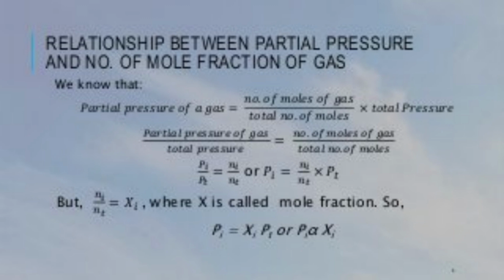The ratio between number of moles of gas to the total number of moles of mixture is known as Xi, the mole fraction of gas. So we can write Pi is equal to Xi Pt, or Pi is proportional to Xi. This is the relationship between partial pressure of any gas and its mole fraction. That's all from today's video.